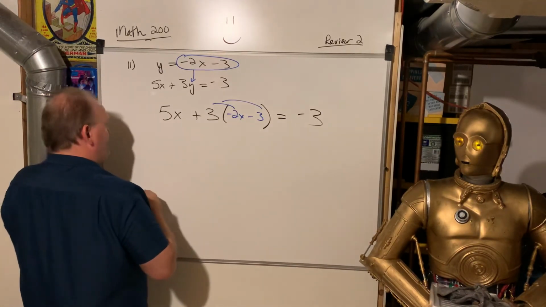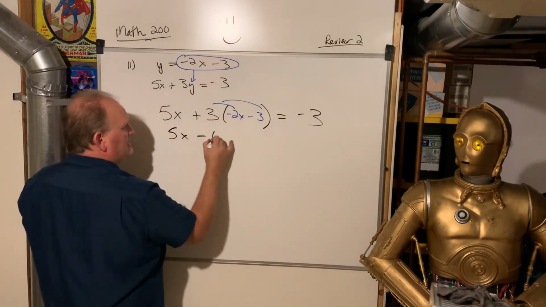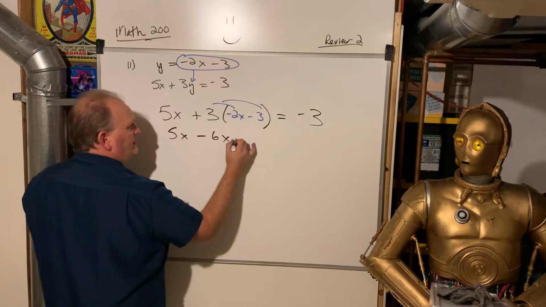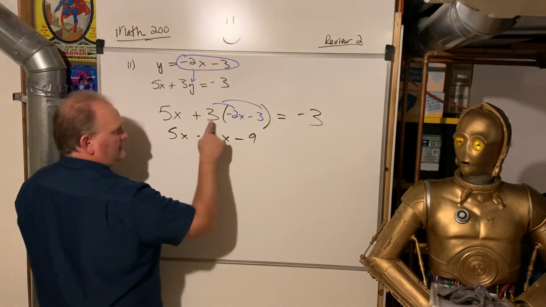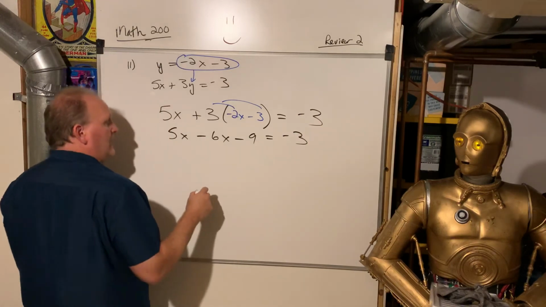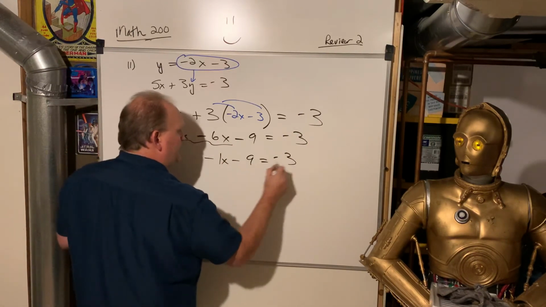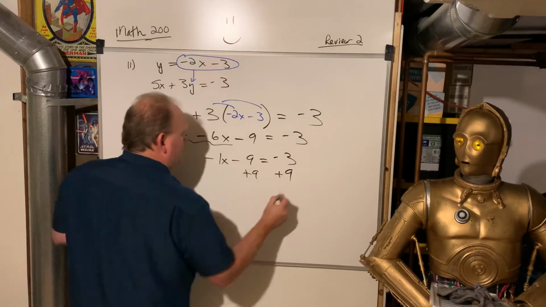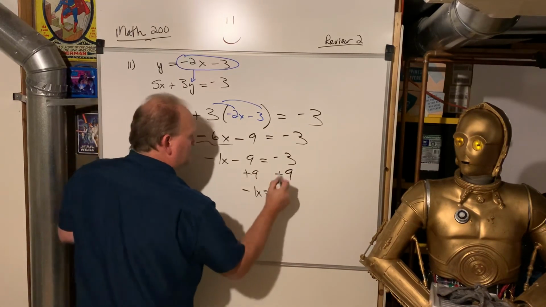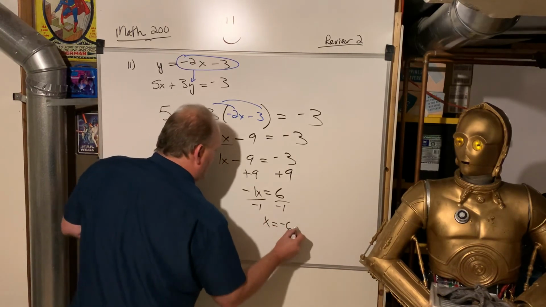We get 5x minus 6x minus 9, right? Equals negative 3. And now I combine my terms. Negative 1x minus 9 equals negative 3. I isolate the variable, get x all by itself. Negative 1x equals 6. Divide by negative 1. x is equal to negative 6.